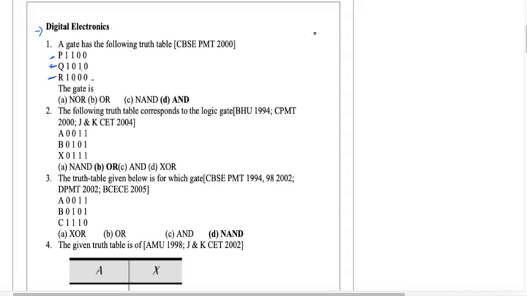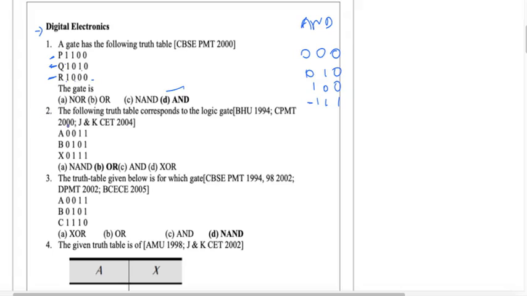This looks like an AND truth table. If the AND truth table is there, it is 0 0 0, 0 1 0, 1 0 0, 1 1 1. So the answer is AND. You can see that if both the inputs are 1, the output is 1. If any of the inputs is 0, the output is 0. That means it is an AND gate.